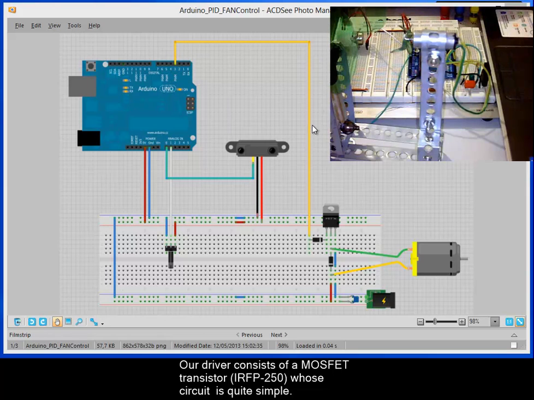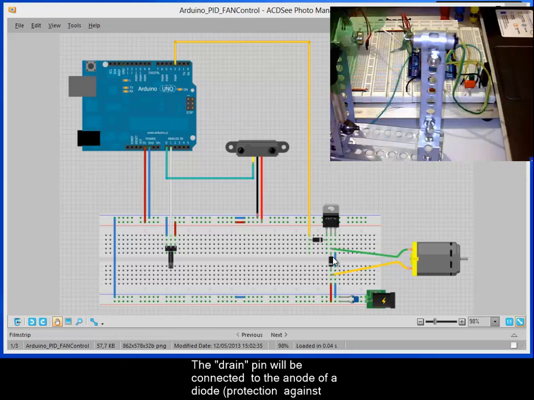The signal from the Arduino enters through the anode of a diode that protects the gate of our MOSFET transistor. The drain pin will be connected to the anode of a diode, as protection against reverse polarity, and the cathode of the diode is connected to the 5 volts power supply. This must be an external power supply and must supply more than 2 amps of current to our DC motor.